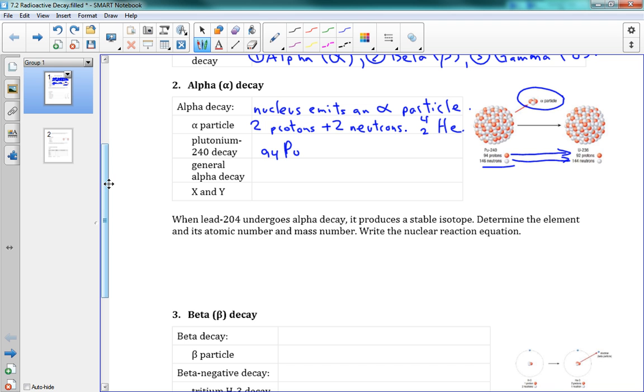Plutonium is 94, and we said that this plutonium has a mass of 240. So we have plutonium 240, 94, and that converts into uranium 92, 236. You can see that the protons went down by 2 and the mass went down by 4, because we have protons and neutrons. And we have our helium 4,2 being shot off.